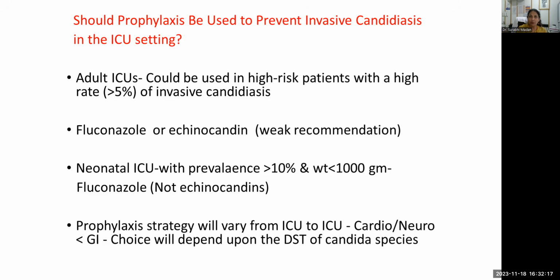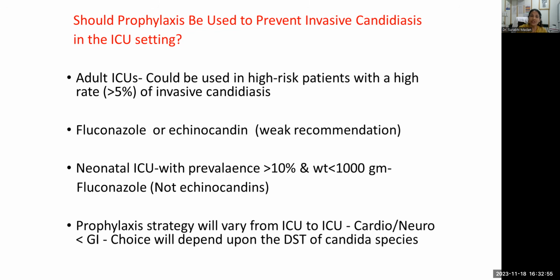Now, if we talk about prophylaxis to prevent invasive candidiasis in the ICU setting, it all depends on what your prevalence rates are and what kind of ICU the patient is in. And of course, what risk factors the patient is harboring. So for example, in adult ICUs, fluconazole prophylaxis could be used in high-risk patients with a high rate of invasive candidiasis, which is defined as more than 5%. So use of fluconazole or echinocandin, both are acceptable. However, it's a very weak recommendation.